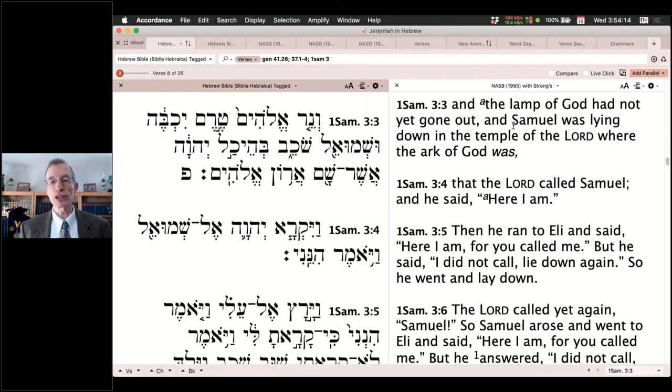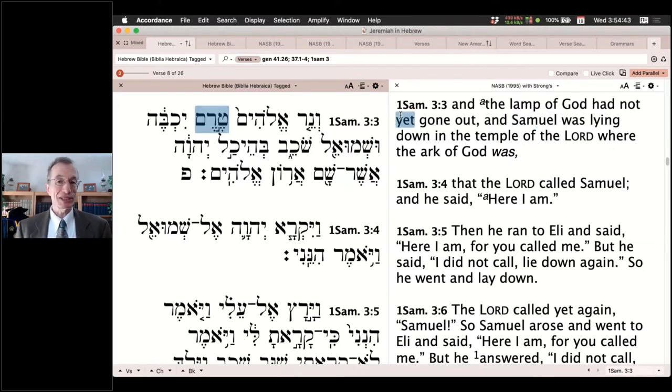Look at the translation of the New American Standard over here. And it's not just the New American Standard. Almost every modern translation I know does what they do here. "And Samuel was lying down in the temple of the Lord where the Ark of God was." Really? Samuel lies down in the holy place? He beds down in the Holy of Holies or the holy place? No. This is a no.